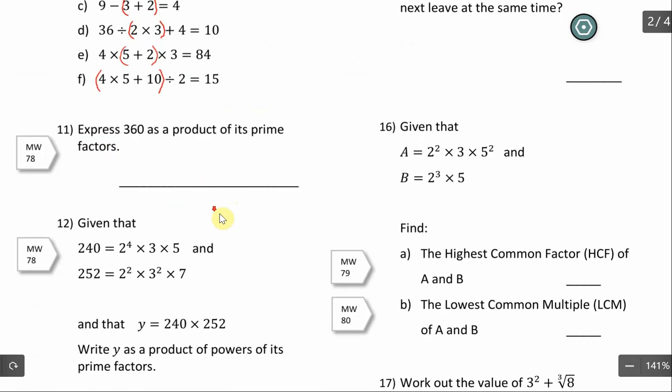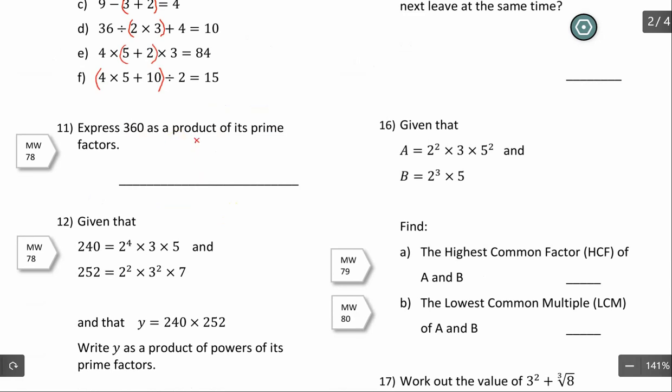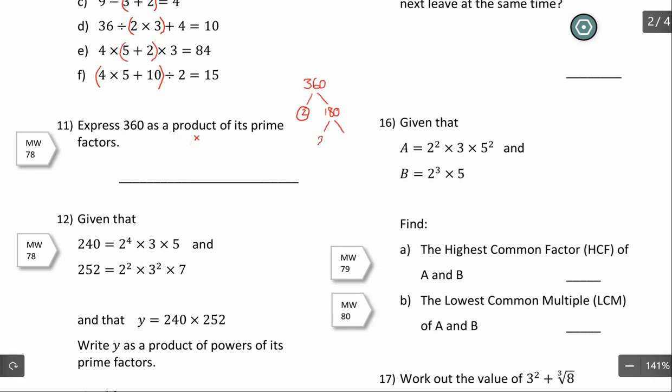Okay, on number 11. Express 360 as a product of its prime factors. So a product means a multiplication, and prime factors are factors which are prime. So I would normally use a tree for this to decompose into prime factors. If I can squeeze it in here. So 360 is 2 lots of 180. That's not prime, but 2 is.